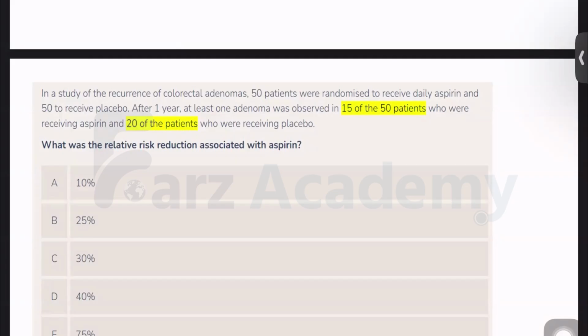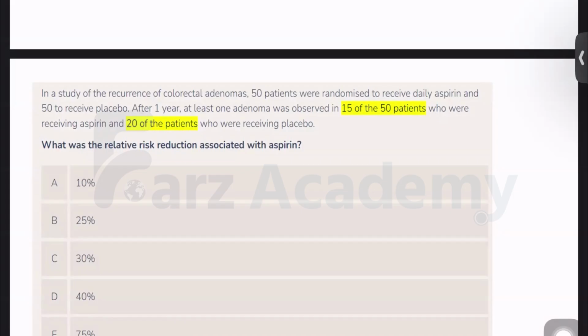What is absolute risk reduction here? Absolute risk reduction would be 20 upon 50 minus 15 upon 50. Correct? So 20 minus 15 upon 50, so 5 upon 50, that would be 1 by 10. So absolute risk reduction is 1 by 10.